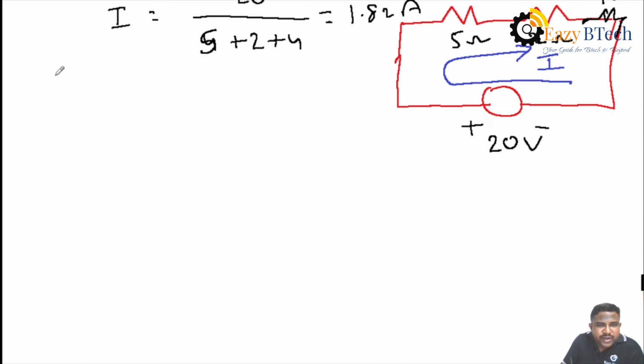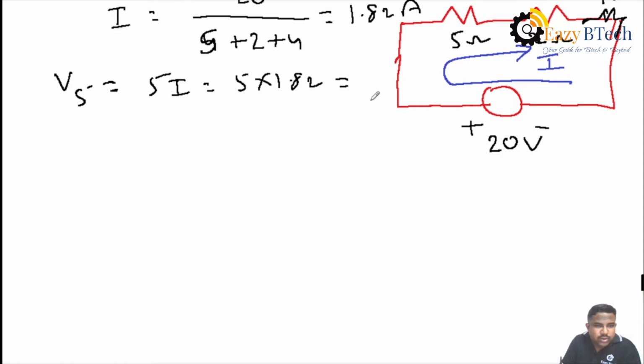After finding the loop current, what is the voltage drop across 5 ohms? That is V5. What is the formula? V equals I into R. The R value is 5, and I value is 1.82. So 5 into 1.82 equals 9.1 volts.